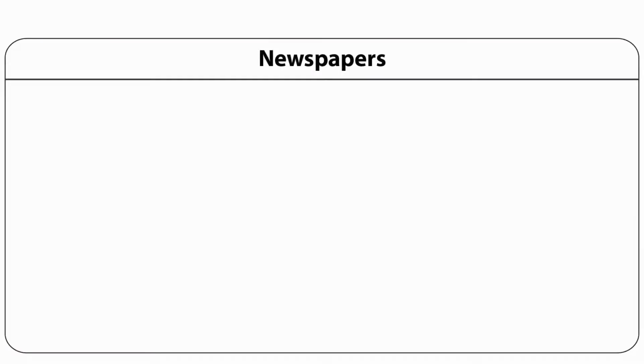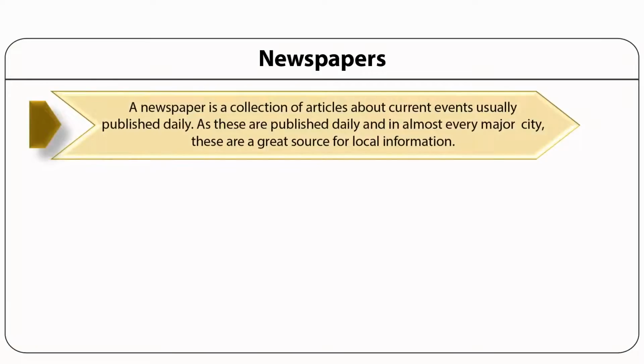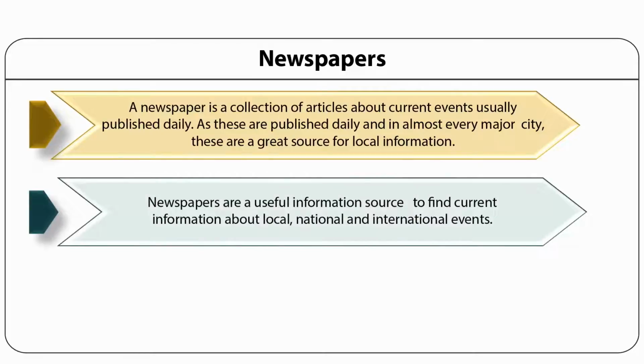Newspapers as sources of current information. A newspaper is a collection of articles about current events usually published daily. As these are published daily and in almost every major city, these are a great source for local information. Newspapers are a useful information source to find current information about local, national, and international events.